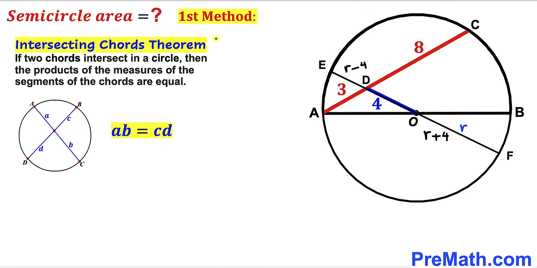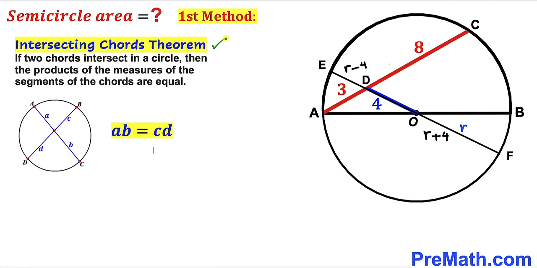Now let's recall the intersecting chords theorem. According to this theorem, if 2 chords intersect in a circle, then the products of the measures of the segments of the chord are equal, as you can see in this diagram. Here we have 2 chords AC and BD intersecting at this point, such that one segment is lowercase a, another is lowercase b, another is lowercase c, and finally lowercase d, such that a times b is equal to c times d.